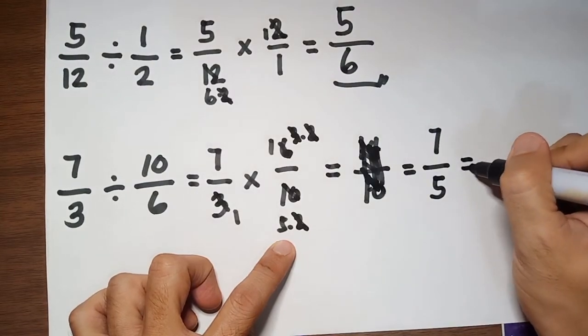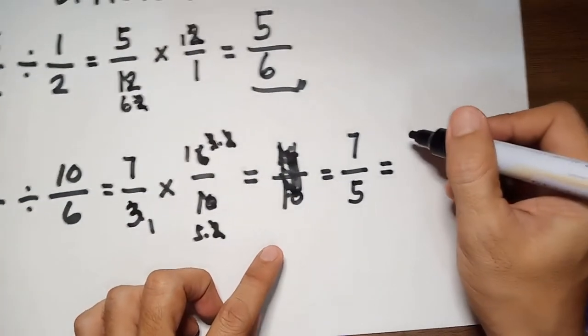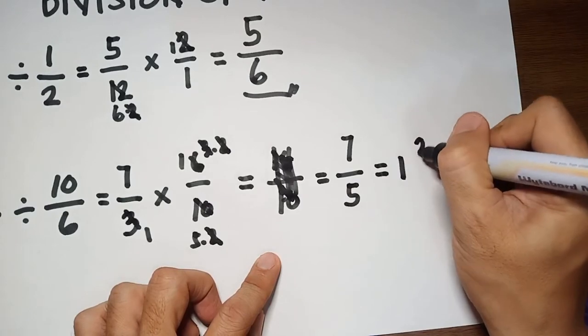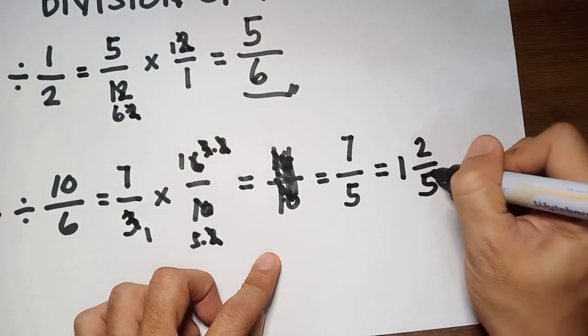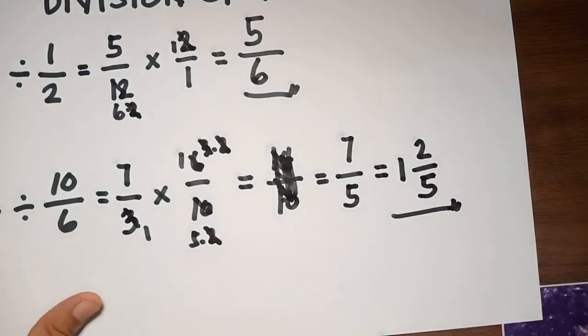Then change to mixed number. This is 1 and 2 over 5. So this is now the final answer.